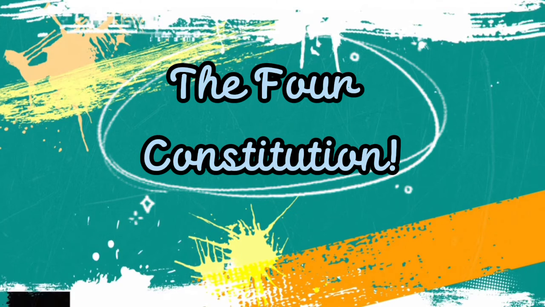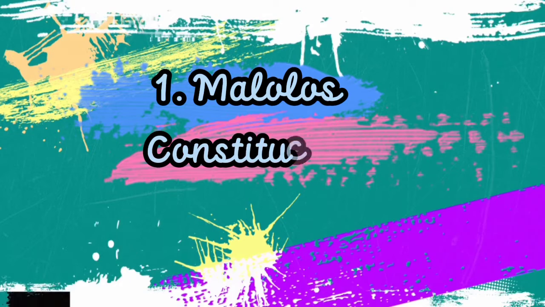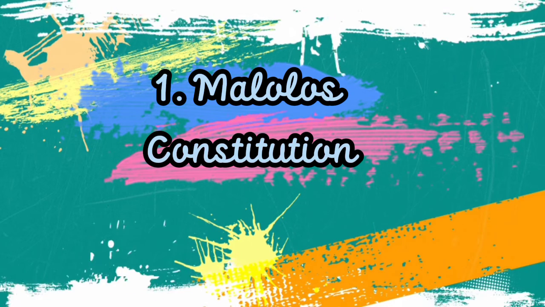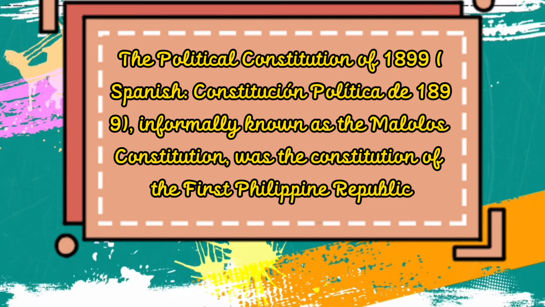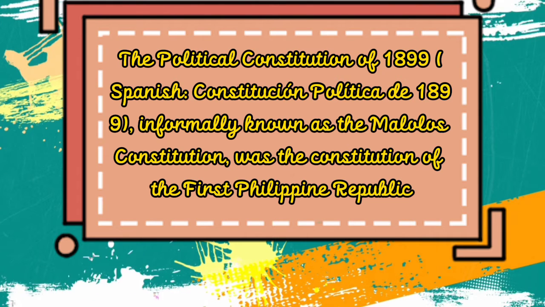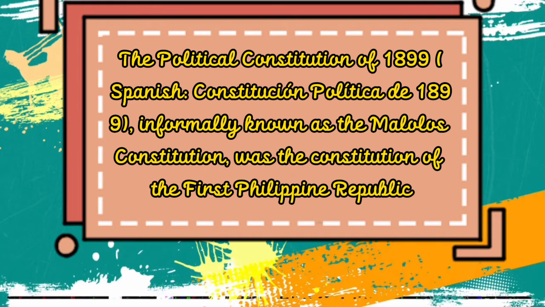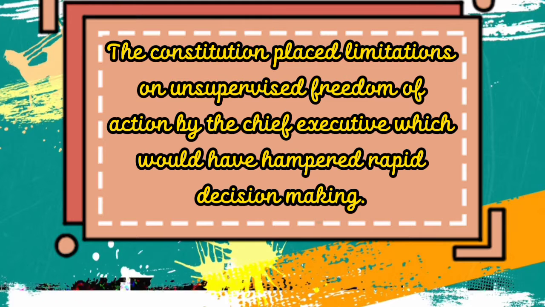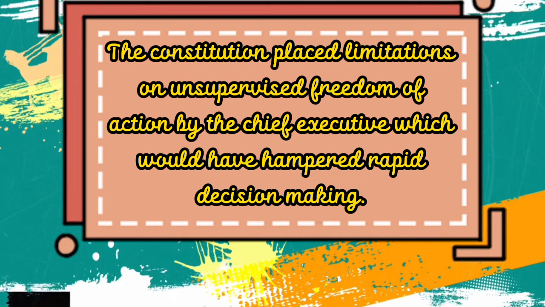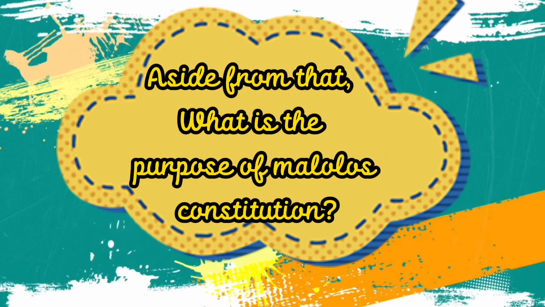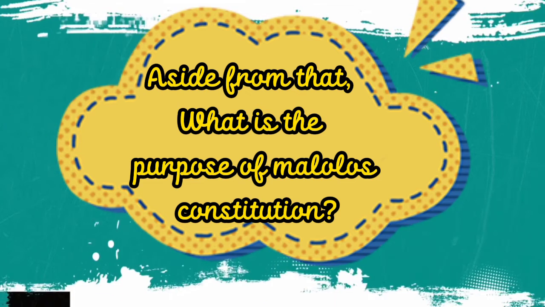The four constitutions. Number 1 is the Malolos Constitution. The Political Constitution of 1899, or in Spanish, Constitución Política de 1899, informally known as the Malolos Constitution, was the constitution of the First Philippine Republic. The constitution places limitations on unsupervised freedom of action by the chief executive, which would have hampered rapid decision making. So, aside from that, what is the purpose of the Malolos Constitution?